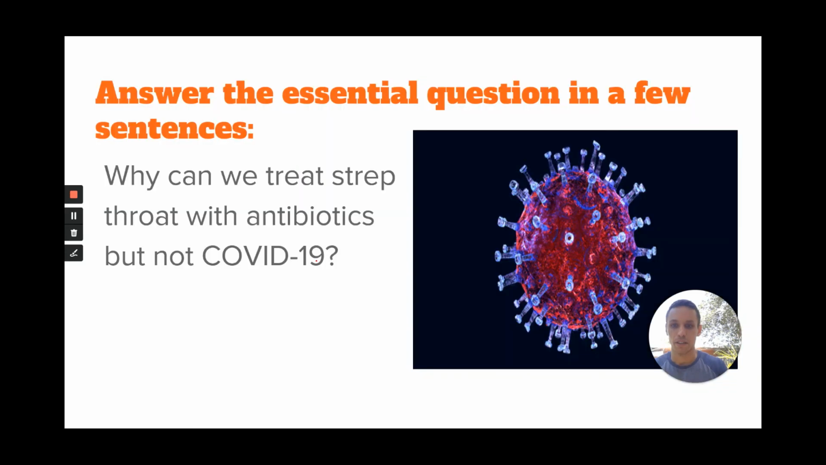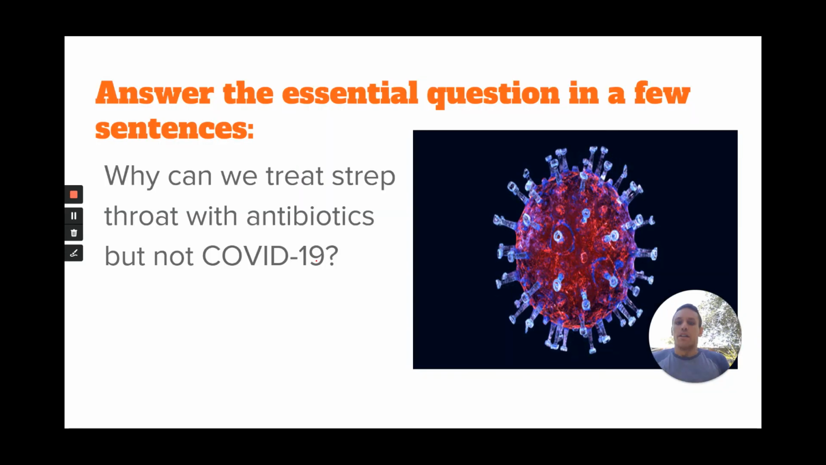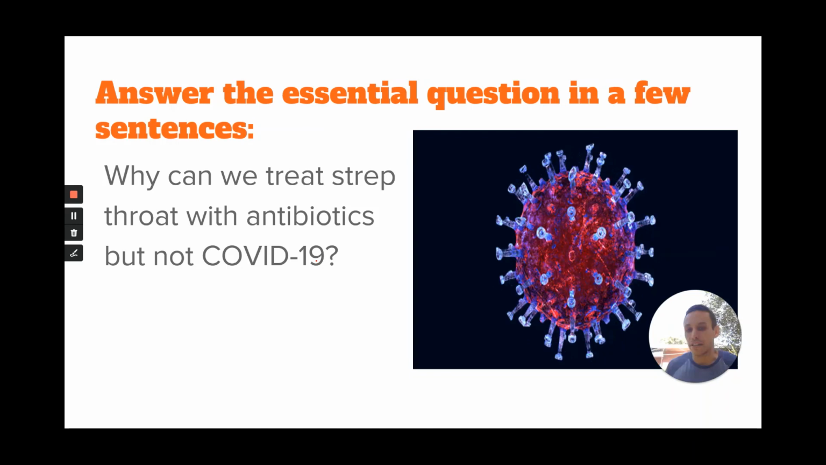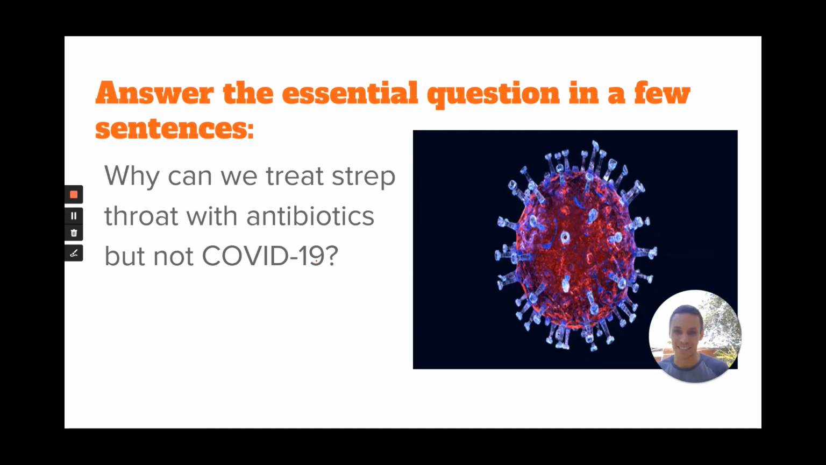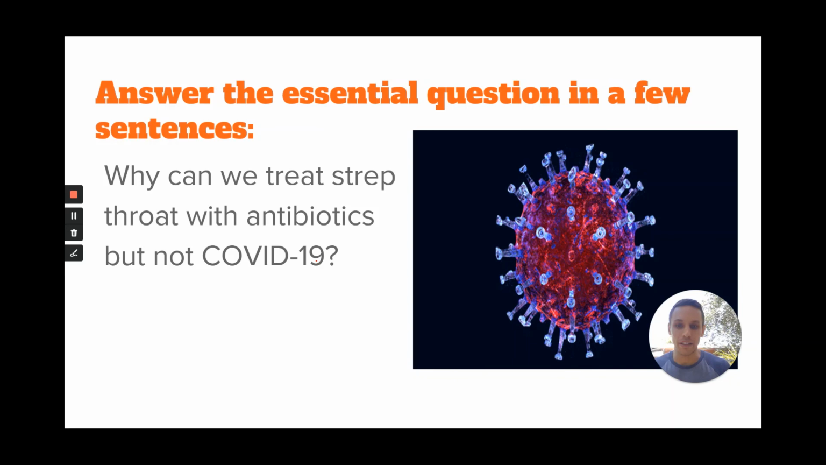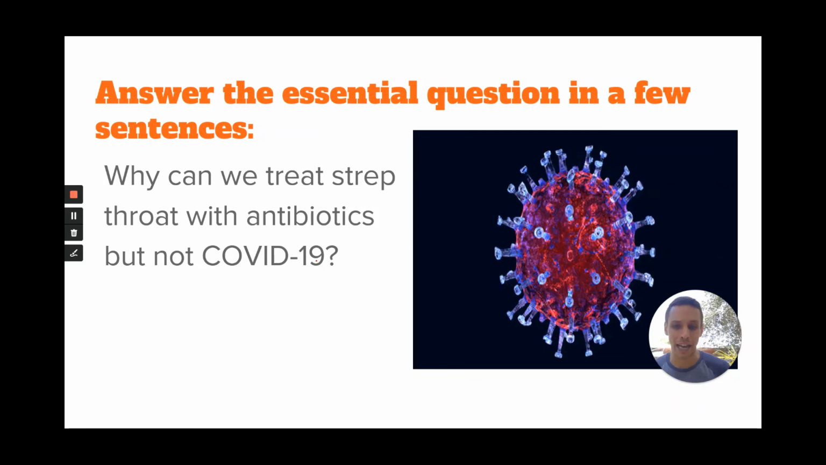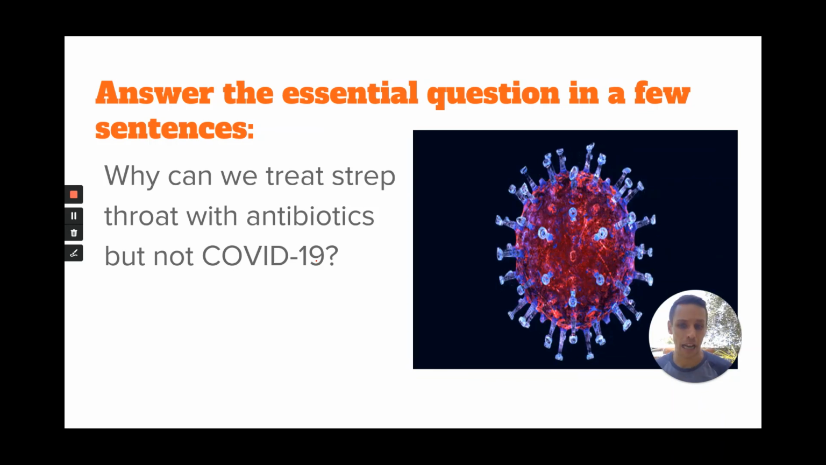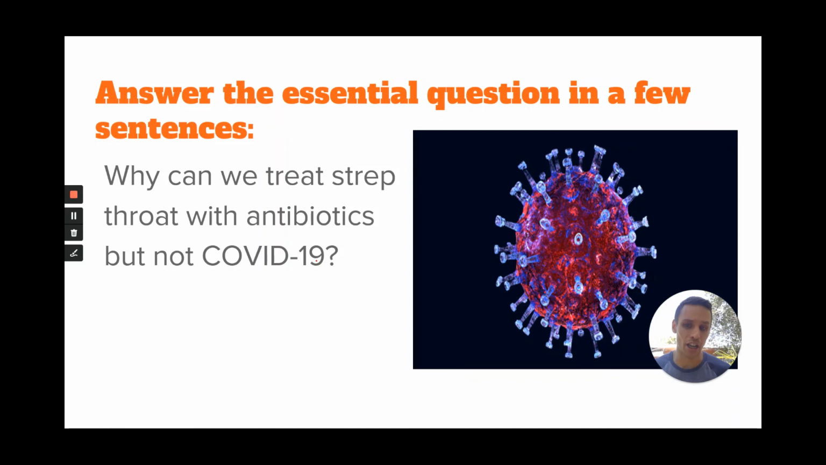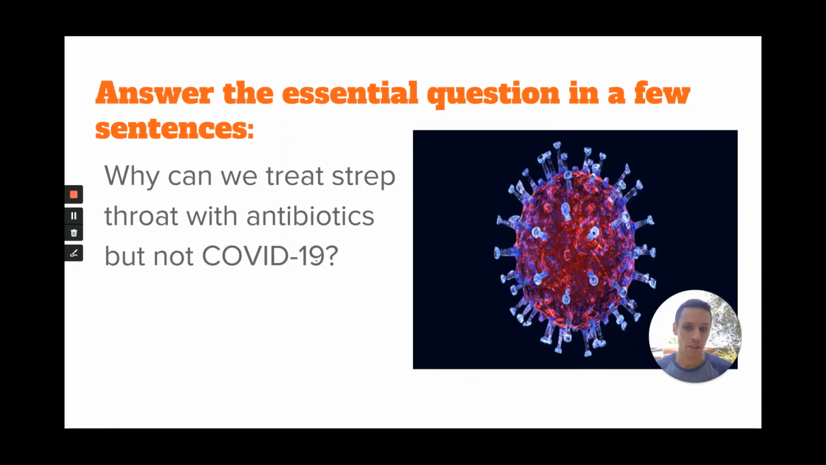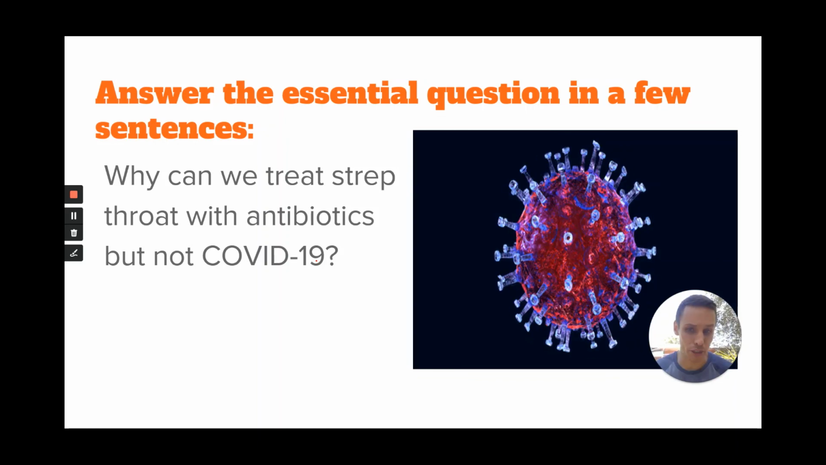All right, so this is the end. If you wrote something to the effect of, viruses are not affected by antibiotics because they do not have cell walls and ribosomes, and antibiotics are able to attack the cell walls and ribosomes on a bacteria, preventing them from reproducing, that would have been correct, and that would have been a sufficient answer.